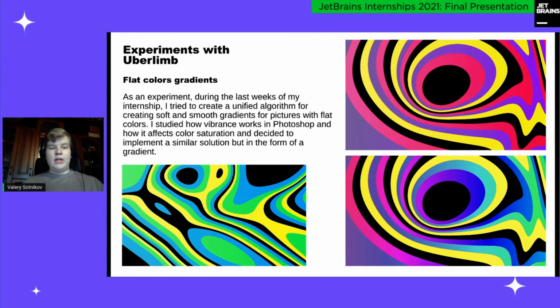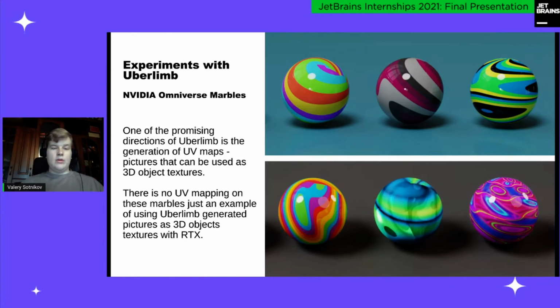Another experiment was working with NVIDIA Omniverse. One of the promising directions of Uberlimb is the generation of UV maps, pictures that can be used as three-dimensional object textures. There is no UV mapping on these pictures, on these marbles, but it's just an example of using Uberlimb generated pictures as 3D object textures with ray tracing.